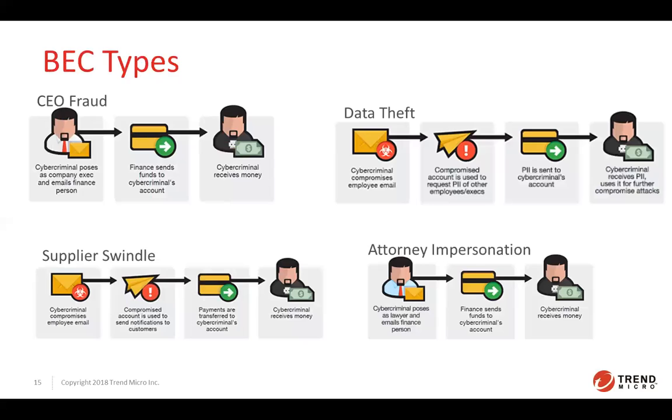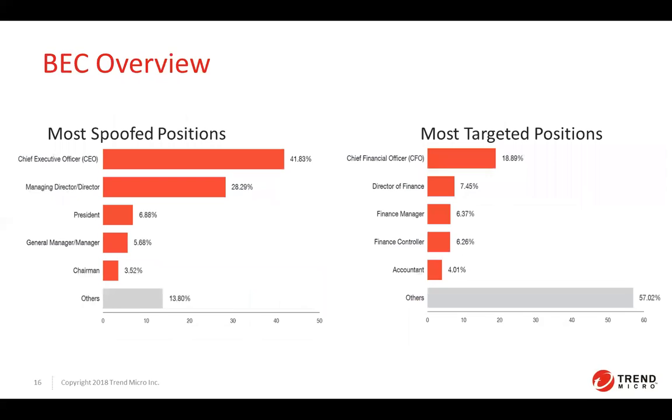And the last one is attorney impersonation. A lot of organizations have lawyers, and they have third-party law firms, and the criminals are going to pose as a lawyer and email a finance person to send money to the criminal. So these are the different types of BEC.